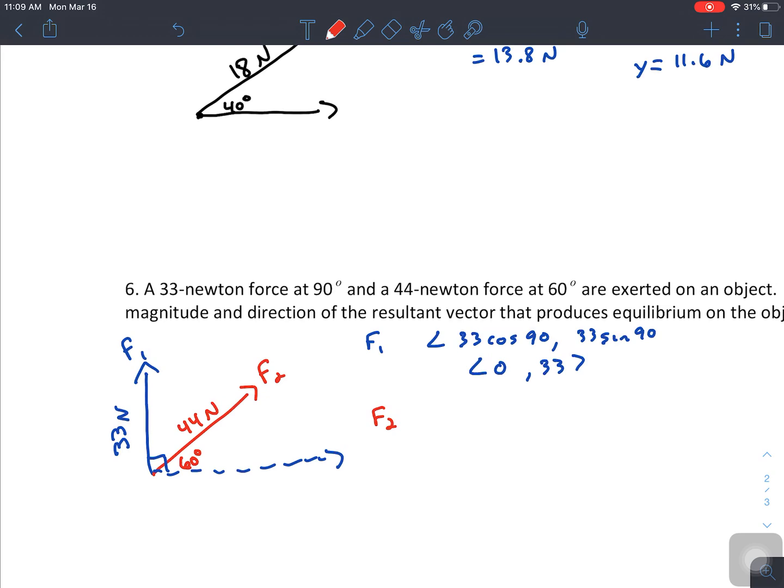Force 2 for this, 44 cosine of 60, 44 sine of 60. Okay, throw in your calculator if you haven't already. 22, 38.1.